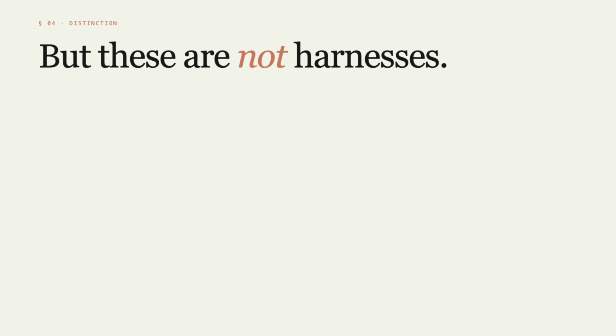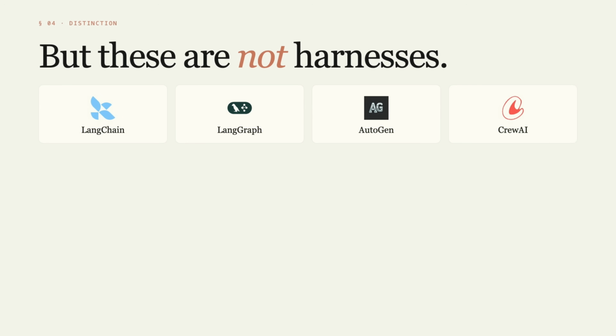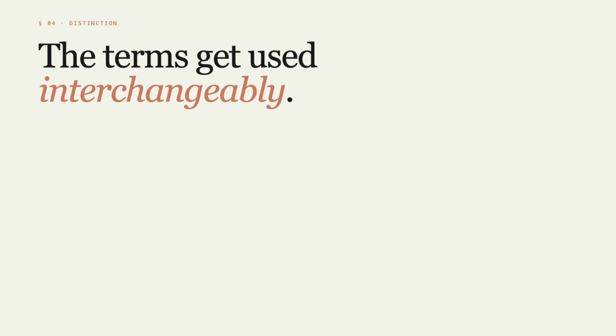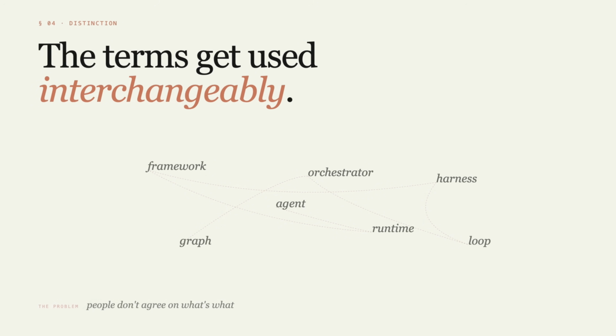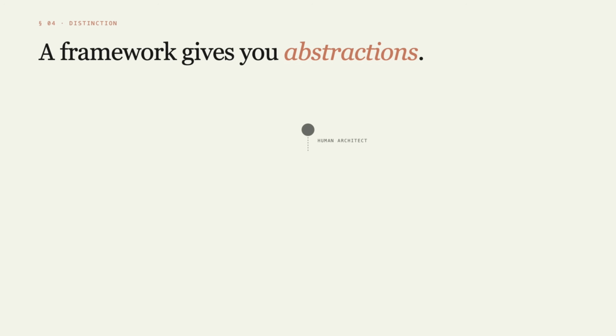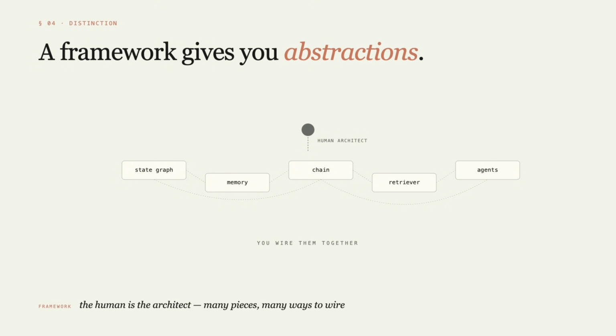Think about things like LangChain, LangGraph, AutoGen, CrewAI. These are not harnesses. I think this distinction is really worth making because right now people are using these terms interchangeably and it's getting confusing. A framework gives you abstraction. Think about state graphs, chains, memory connections, and retrievers. You as a user have to wire them together. The fundamental assumption is that you, the human architect, will configure these pieces together.